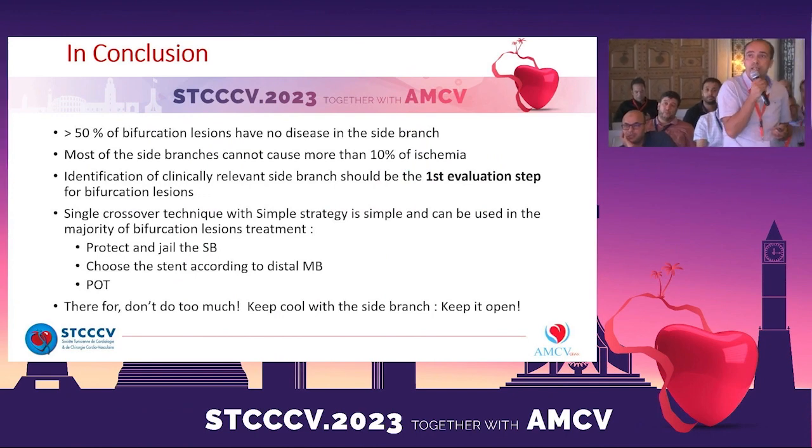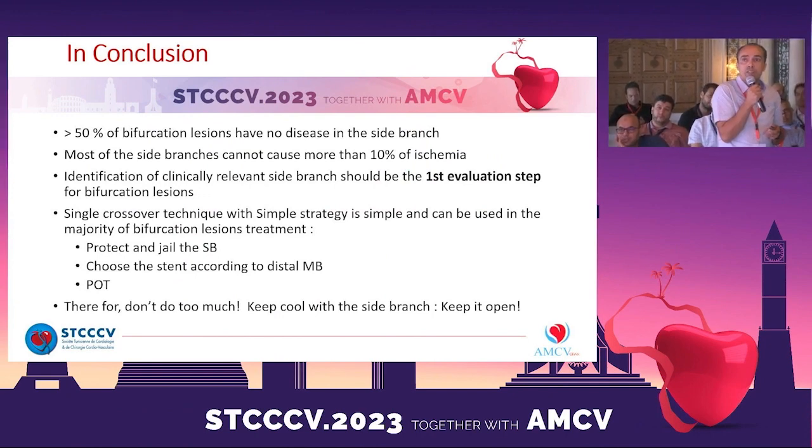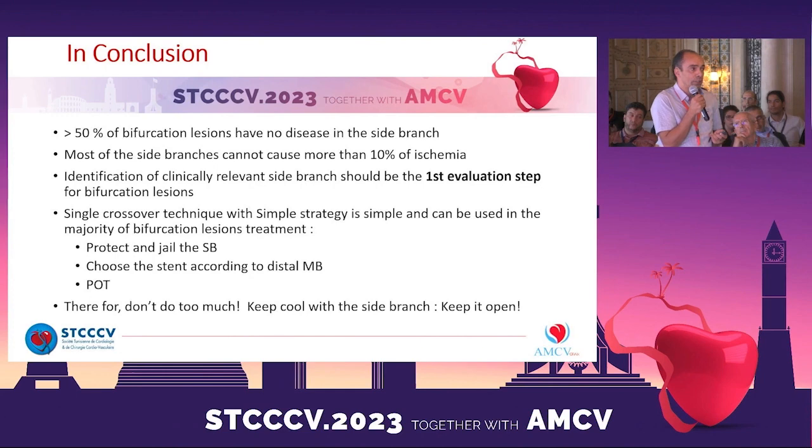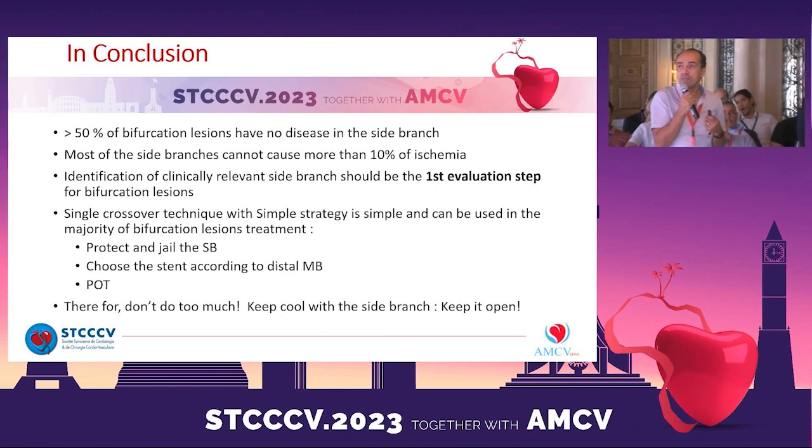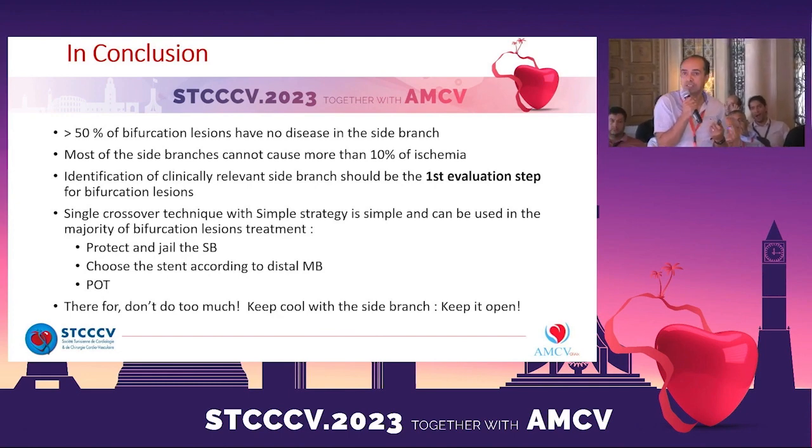To conclude, I say that more than 50% of bifurcation lesions have no disease in the side branch. They are false bifurcations. And most of the side branches cannot cause more than 10% of ischemia. Then the identification of the clinically relevant side branch should be the first step of evaluation.